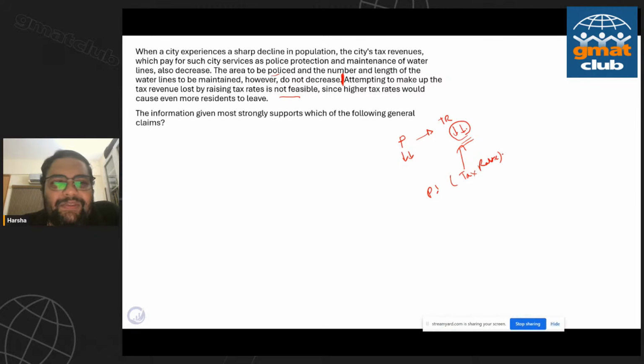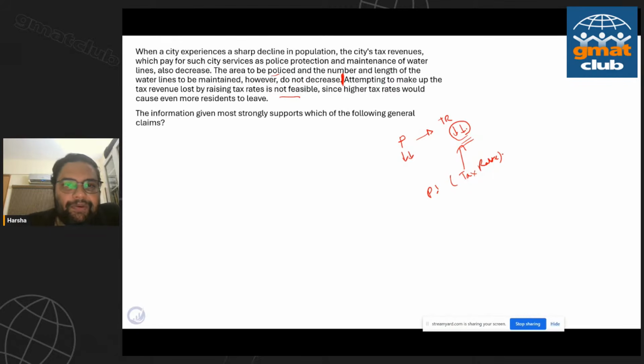Why? Because this will actually cause even more people to leave. So you are entering a vicious cycle at this point, right? This is true of a lot of countries, including where I come from. I'm sure you guys know. So when population comes down, tax revenue is going to go down. This tax revenue is what you need for police protection, maintenance, water, all of that. But those demands are not going to come down by the same amount. You need that amount for that particular purpose. If you think you can just make up for the loss in tax revenue by raising taxes, not feasible. So you seem to be stuck between a rock and a hard place. What can we do, right?